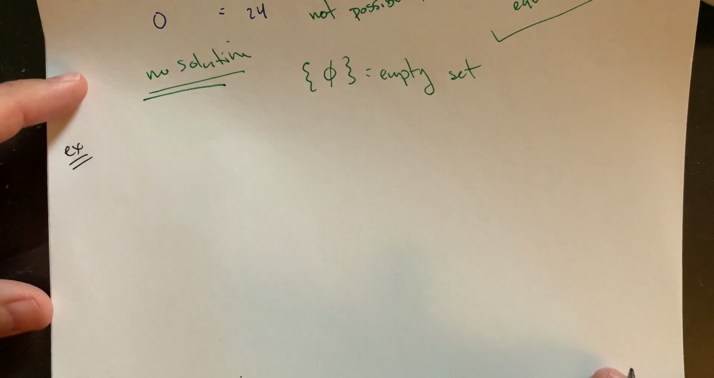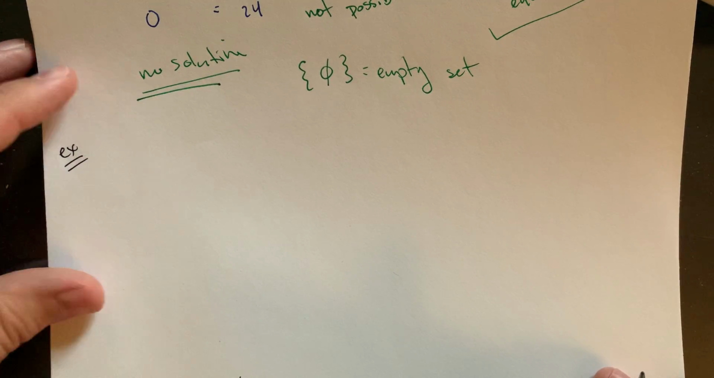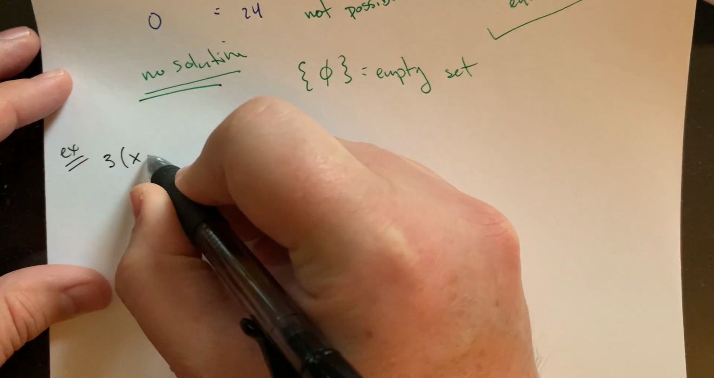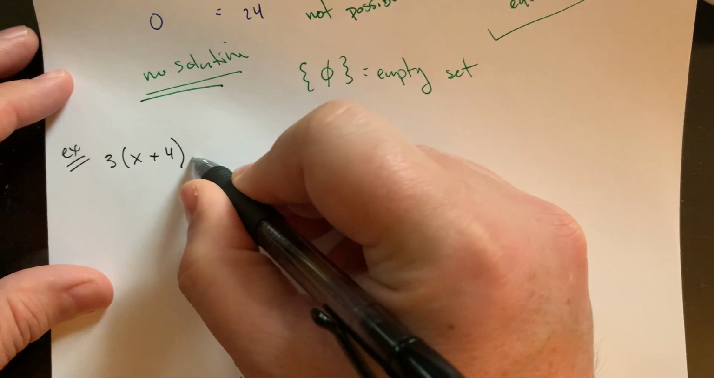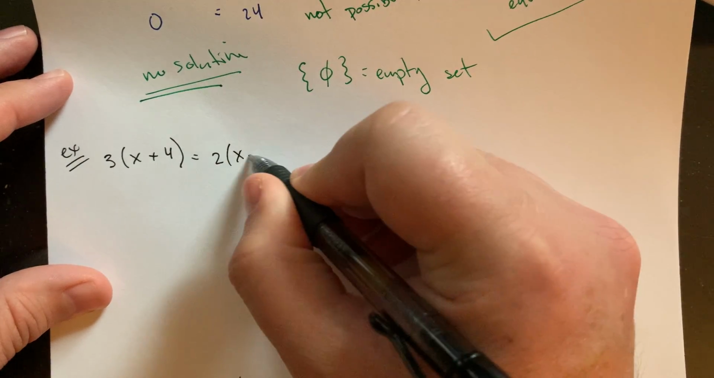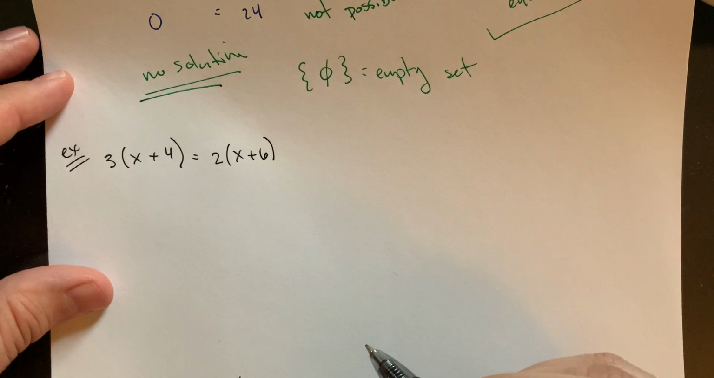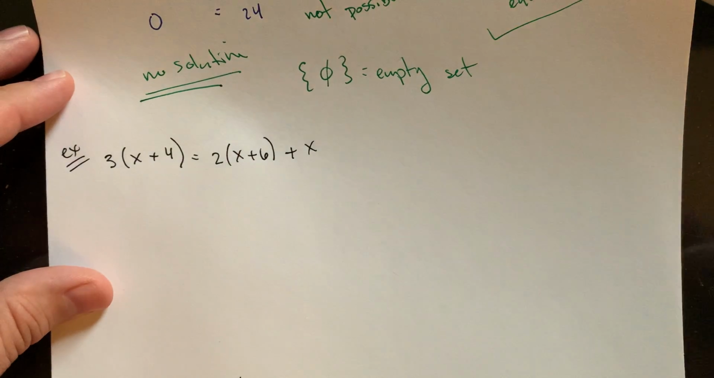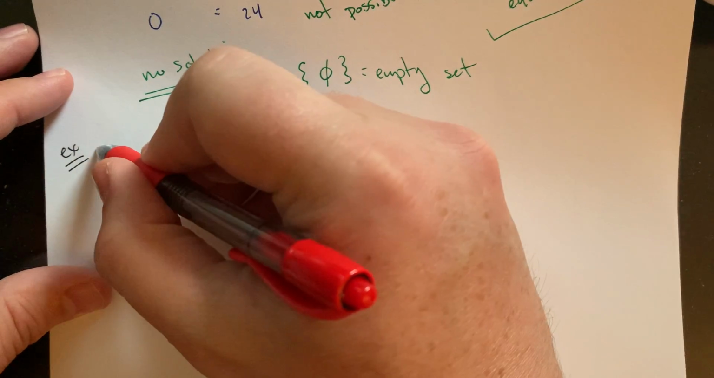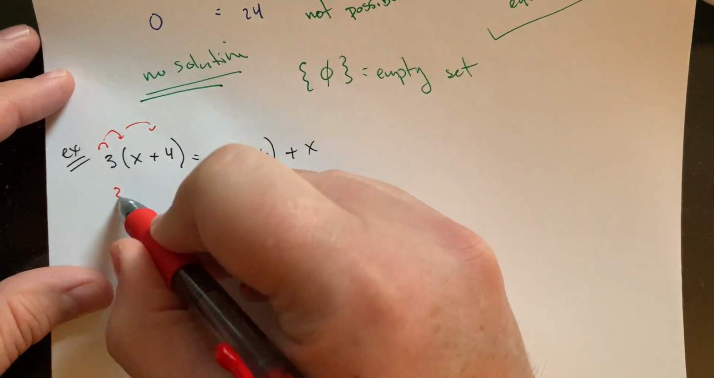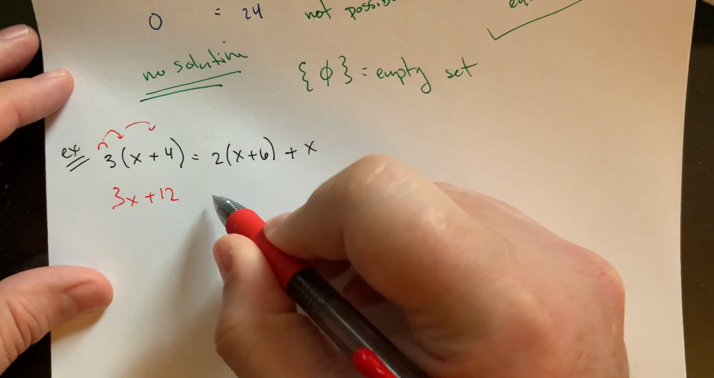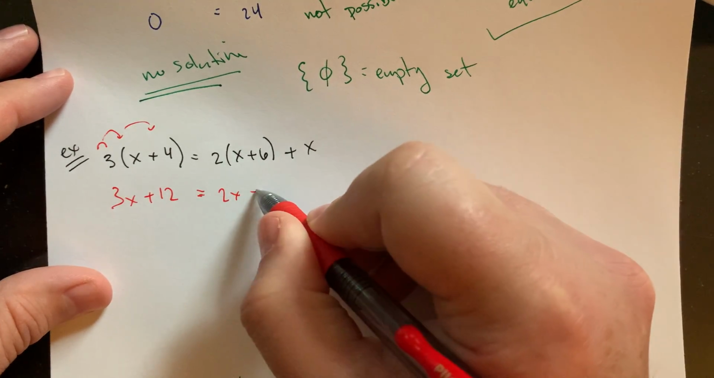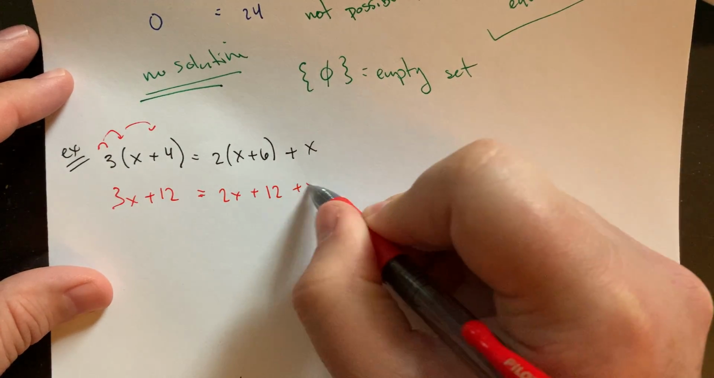So what else could, quote unquote, go wrong? Let's take a pretty similar version of the equation we were just working with. I'm going to make one little change, and it's going to make a big difference. So rather than doing 3 times the quantity x minus 4, let's do 3 times the quantity x plus 4, and then we'll keep the other side the same. So we'll distribute again. So now instead of 3x minus 12, this is plus 12. The other side, right? 2x plus 12, and then plus x.